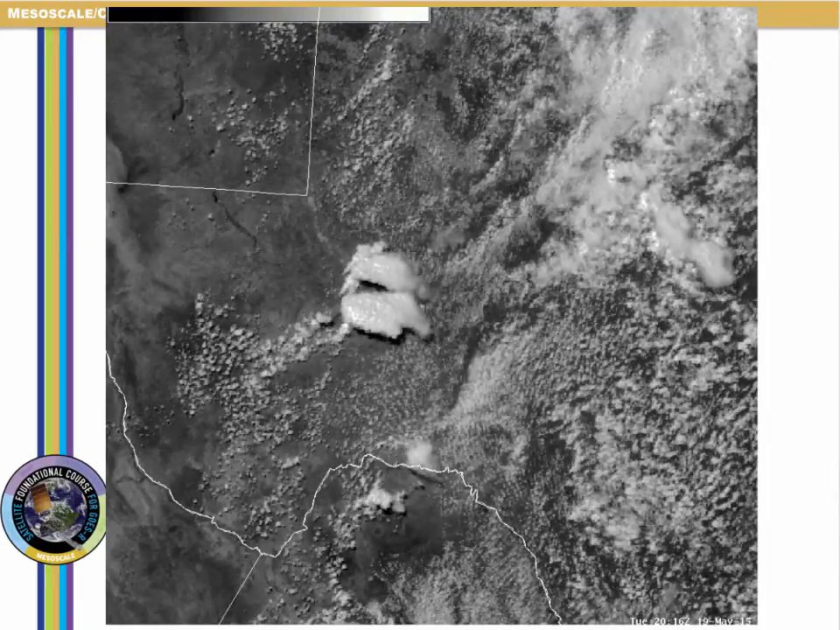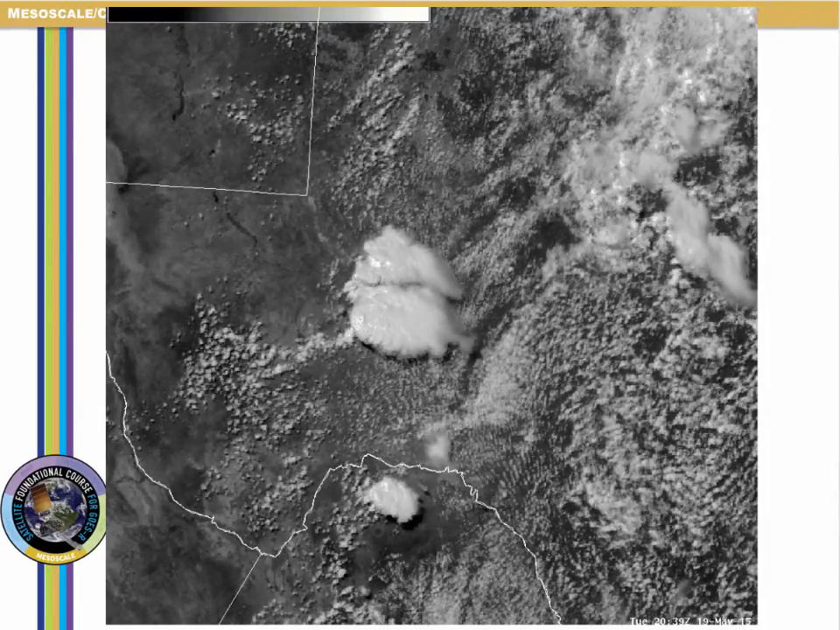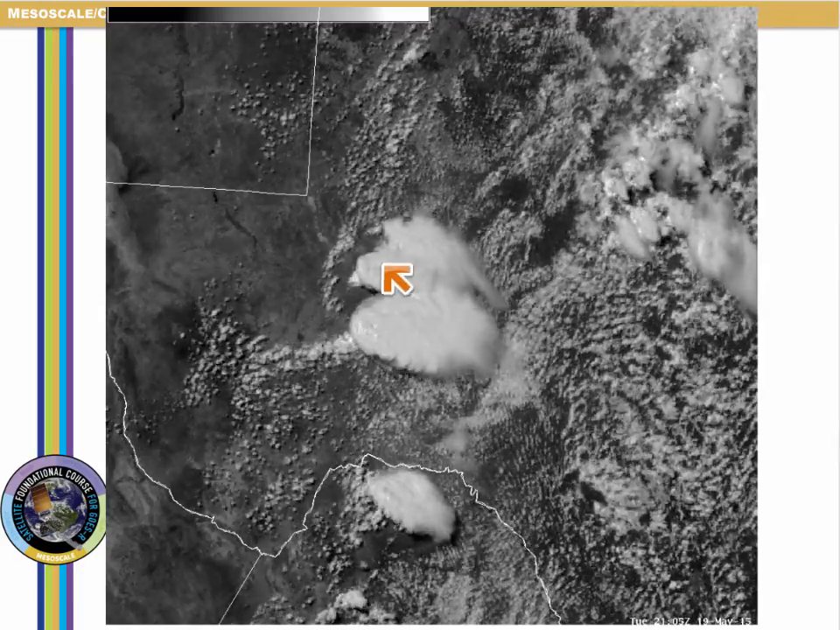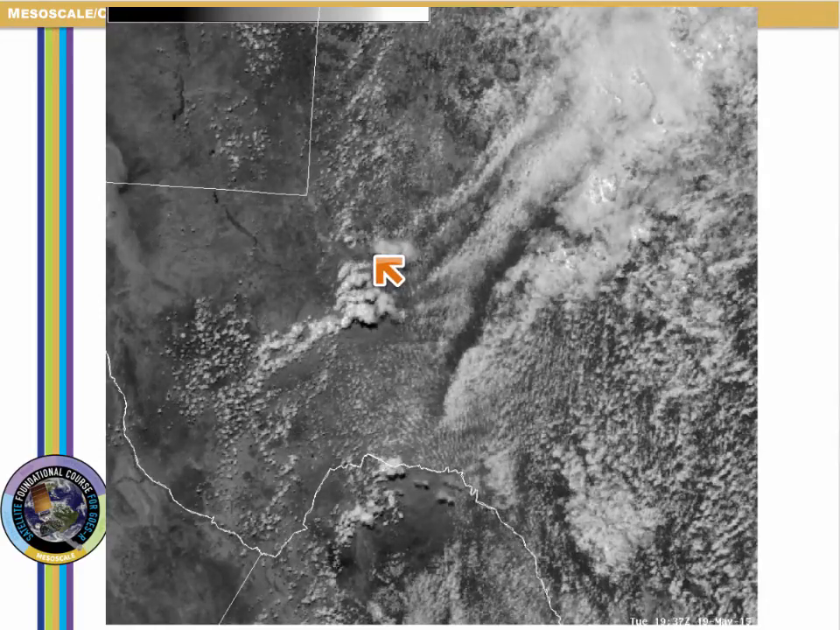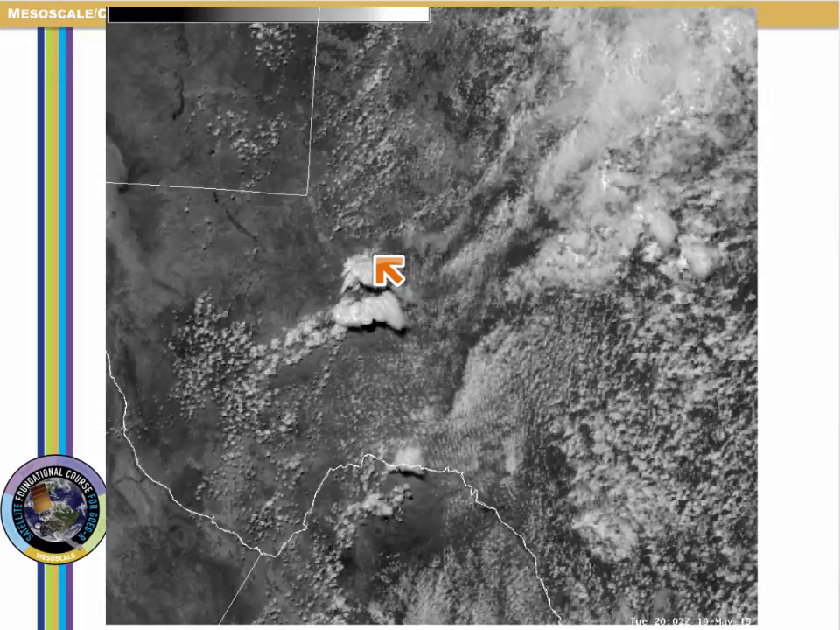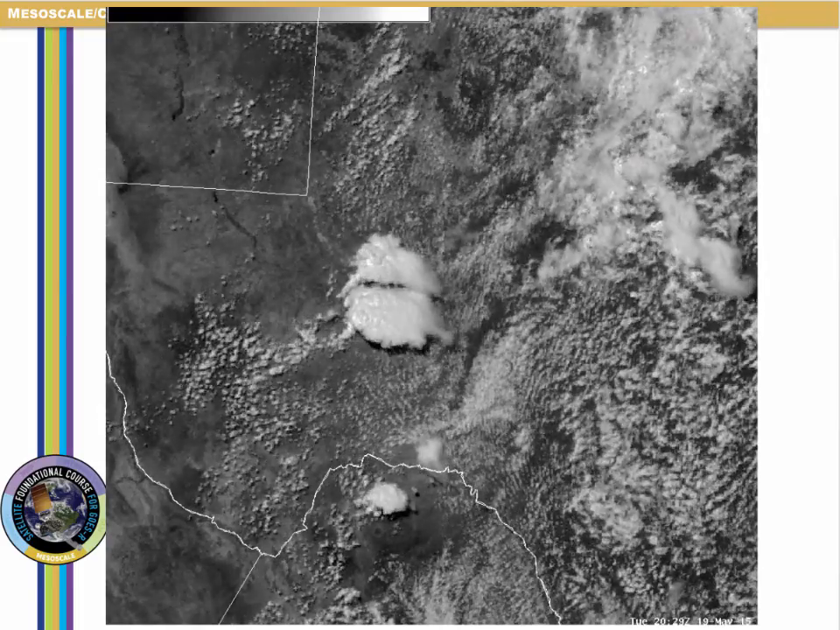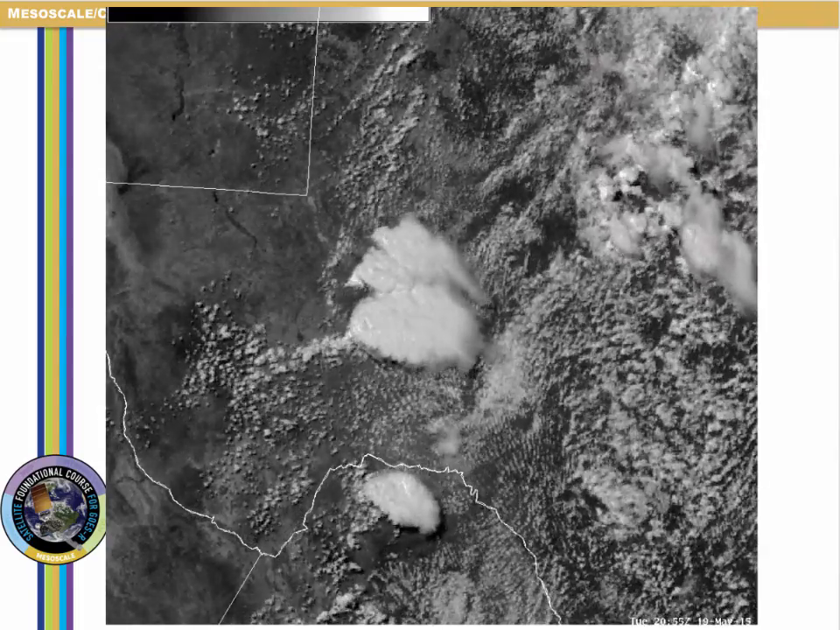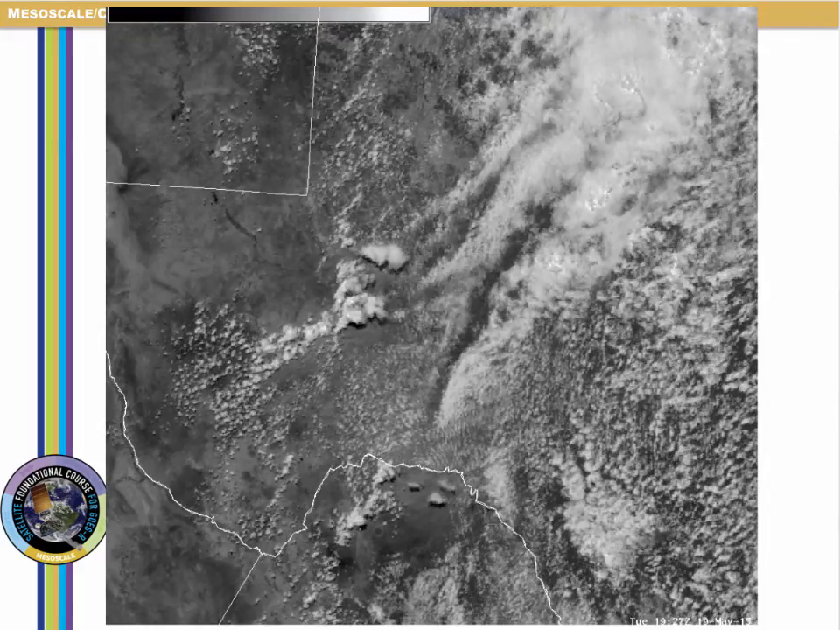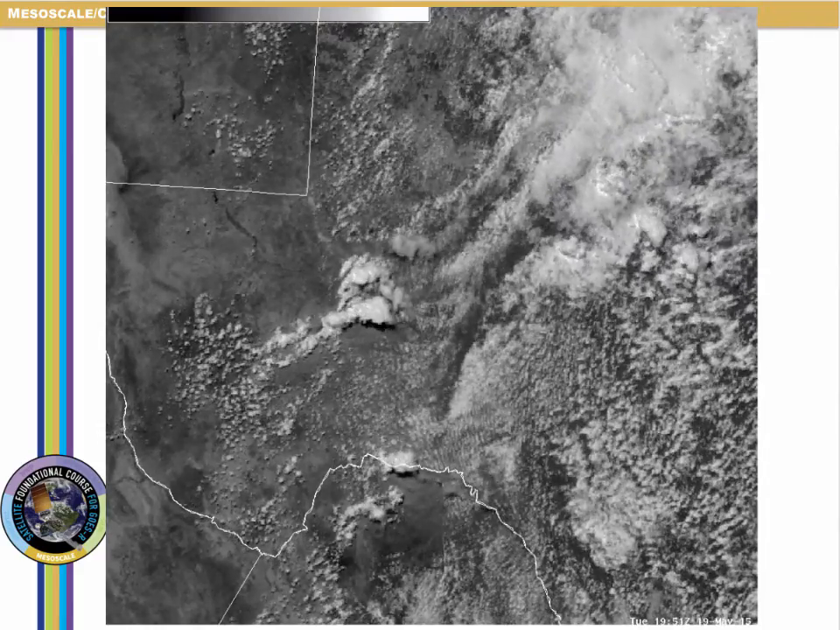We move on to the next time period for the same case in West Texas. Early in the loop, we observe an orphan anvil to the north. Shortly afterwards, to the south, we see two regions where cumulus congestus leads to cumulonimbus. In other words, convective initiation occurs.